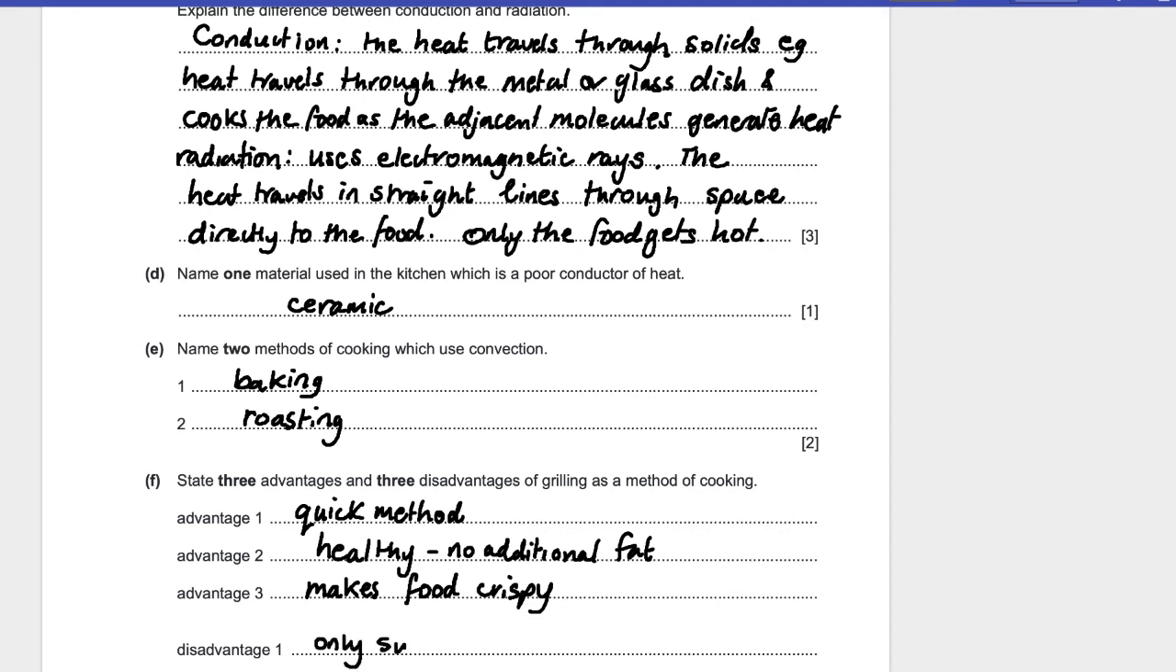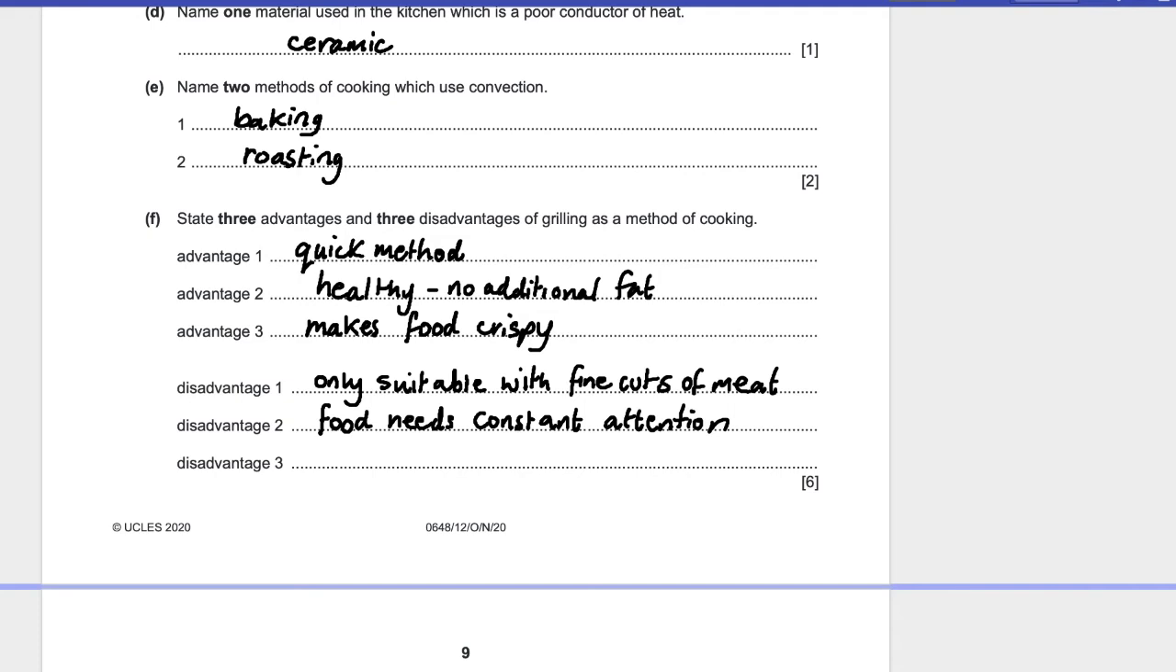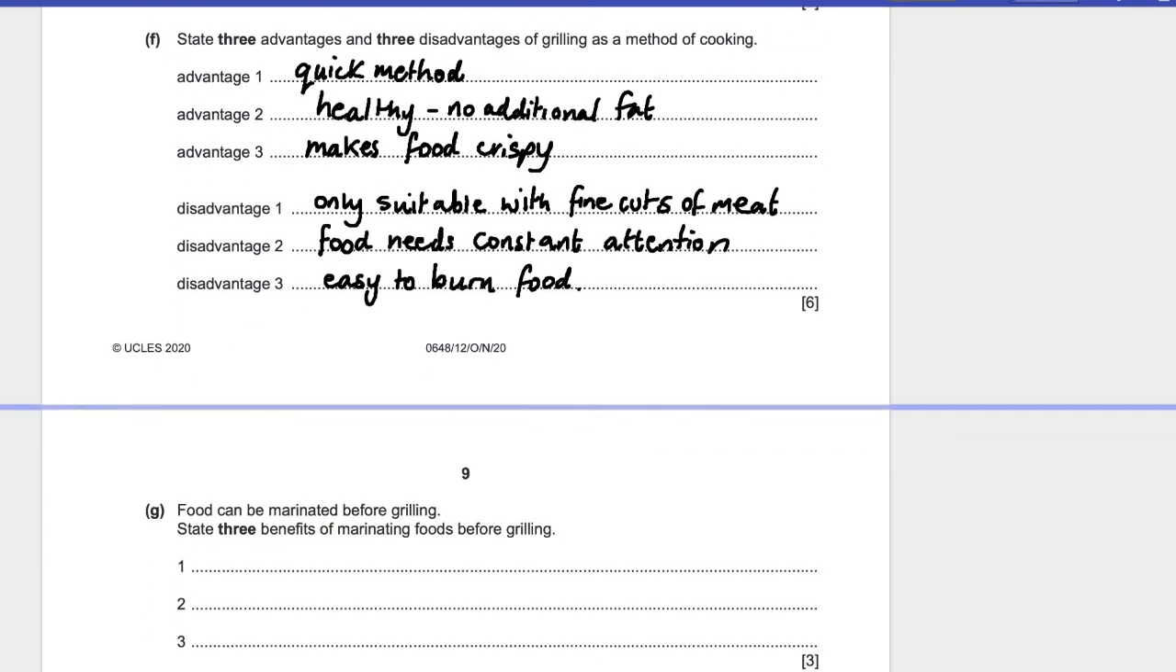A disadvantage of grilling would be that it is only suitable for expensive cuts of meat because it is a quick method. So you couldn't grill lamb shanks. You'll still have to put those in the slow cooker. Another disadvantage is that the food needs constant attention, which leads us on to disadvantage 3. It is easy to burn if you forget about it or you're not there constantly rotating the food.